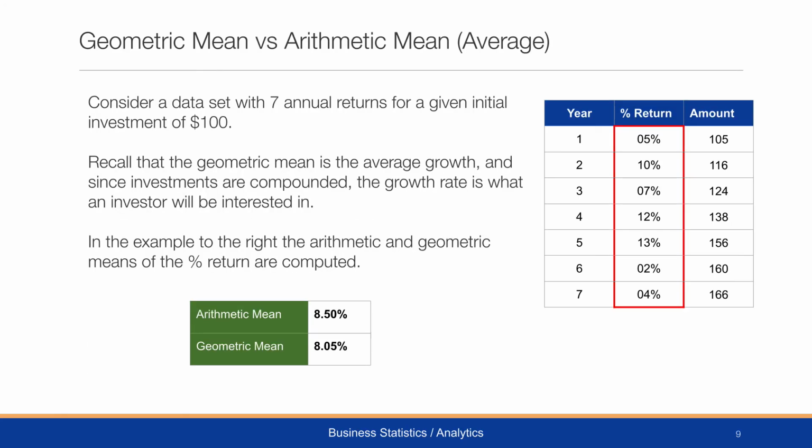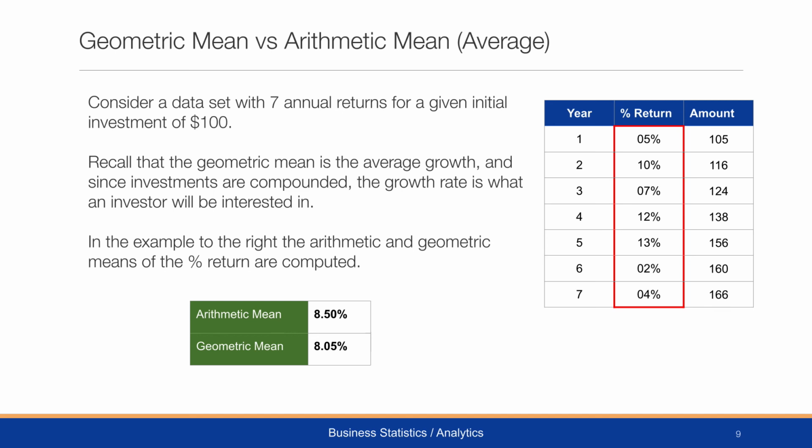Let's look at where this actually has value. Consider a data set with 7 annual returns for a given initial investment of $100. So recall that the geometric mean is the average growth, and since investments are compounded, the growth rate is what an investor would be interested in. In the example to the right, the arithmetic and geometric means of the percent return are computed. So in year 1, we would get $105. In year 2, we would get $116. Year 3, we're getting $124. We're looking at all the amounts and we're computing the returns. Our returns correspond to 5%, 10%, 7%, 12%, 13%, 2%, and 4%.